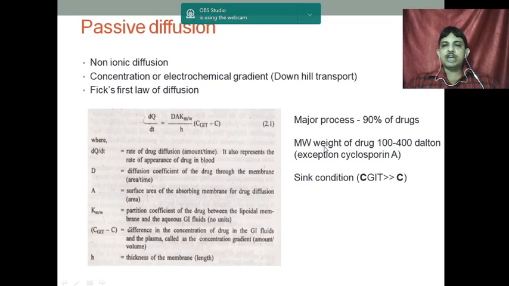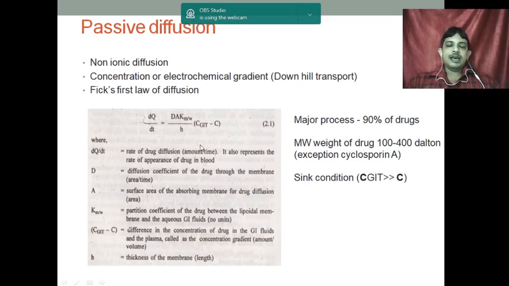And regarding molecular weight, drugs having a molecular weight of 100 to 400 Dalton are transported through this process. Of course, there is an exception, cyclosporine, which is almost 1200. And the sink condition: what does it mean by the sink condition?